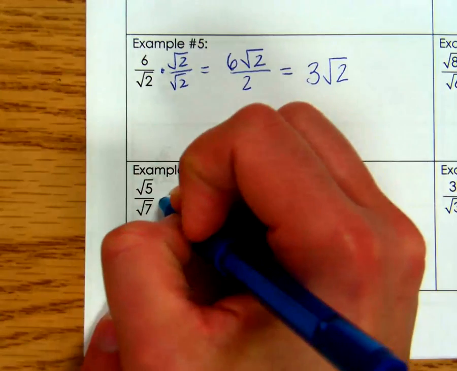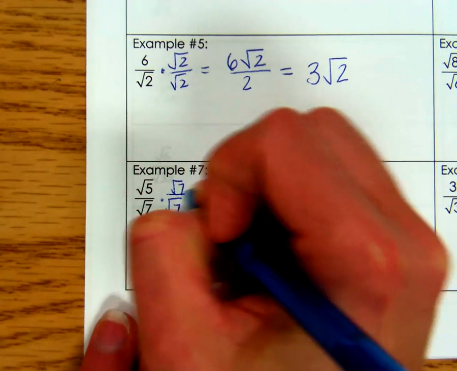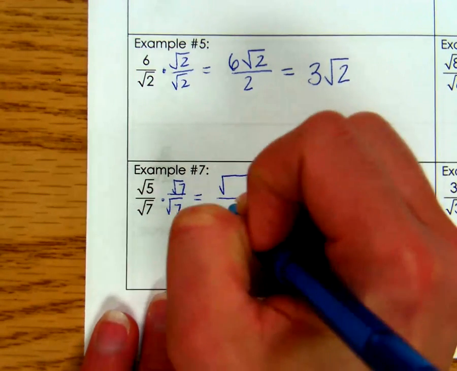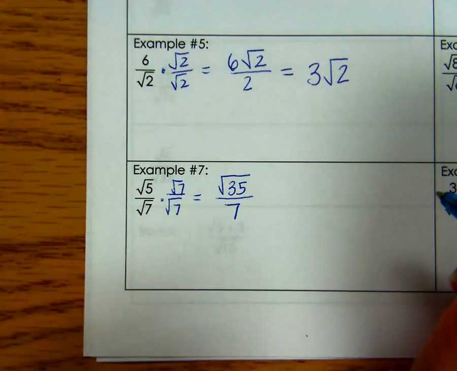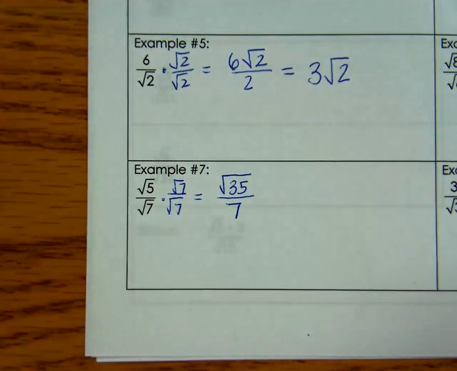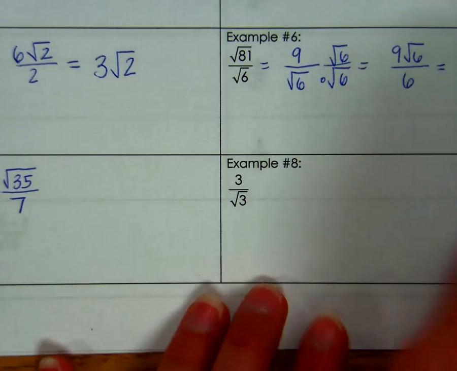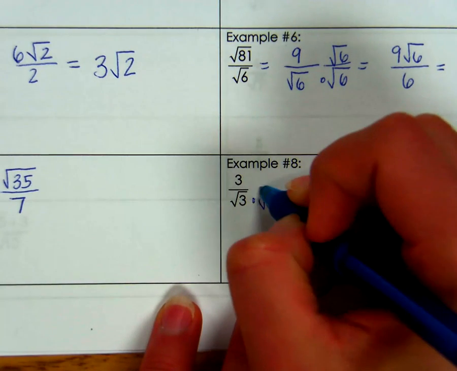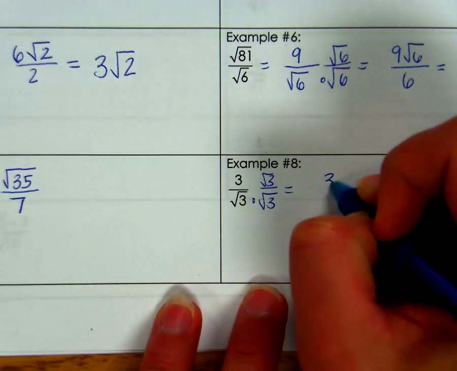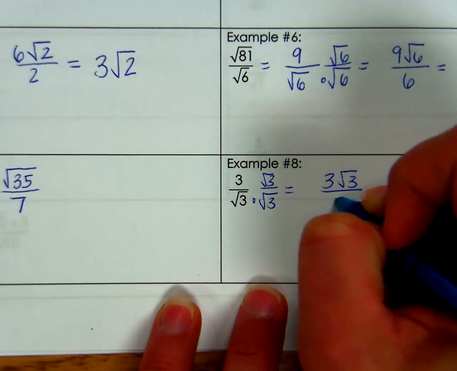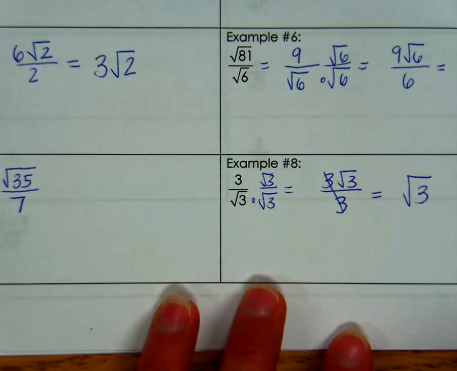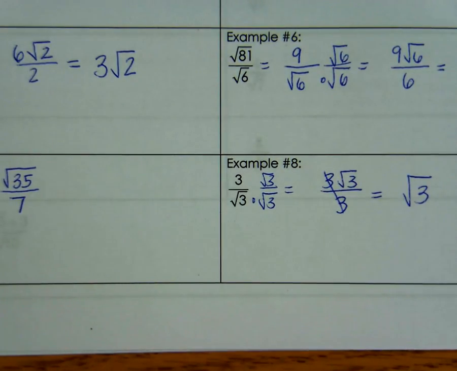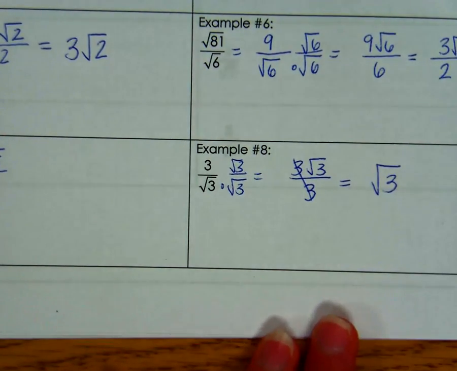Example 7, multiply by your form of 1. That would leave me with 7 in the bottom, square root of 35 on top. 35 breaks down to the prime factors of 5 times 7, so there's nothing I can do to simplify that. And then the last little bit, times the square root of 3 times the square root of 3. So I have 3 square root of 3 over 3. Those 3's simplify, leaving me with the square root of 3. So those are pretty easy.